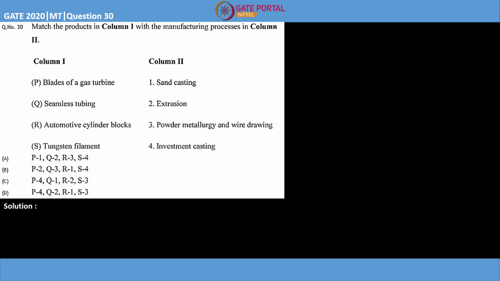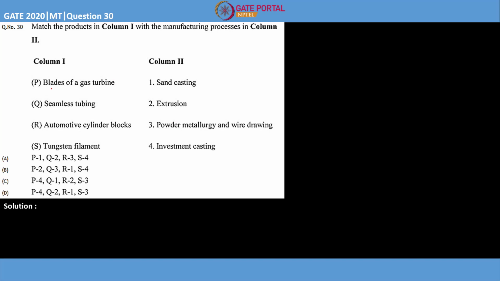So this is question number 30 of GATE 2020 Metallurgical Engineering. It's basically match the column. So we have to match column 1 with column 2. In column 1 they have mentioned the parts or the components, and in column 2 they have mentioned the manufacturing processes. So we have to match the part which can be made by a given manufacturing process, right? So we'll see one by one.